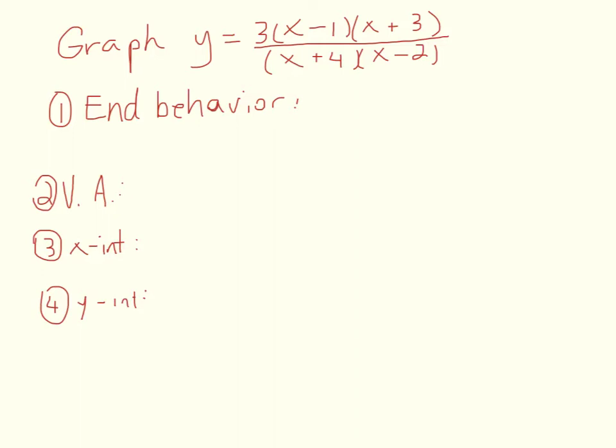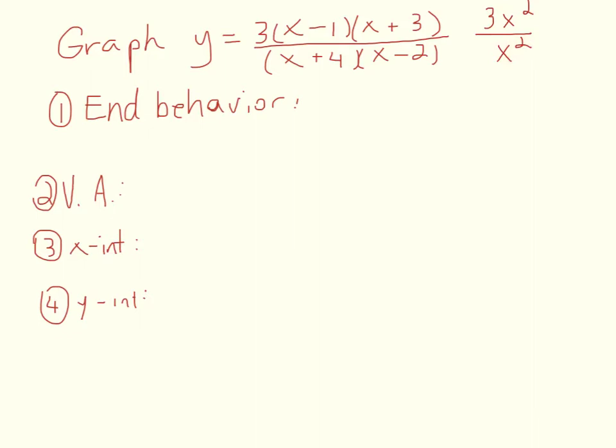To get the end behavior, we have to go to the numerator and figure out the leading term there. So we're going to take the 3 times the x times that x, which is 3x squared. And we have to figure out the leading term in the denominator as well. So it's that x times that x, or x squared. So then we have 3x squared divided by x squared.